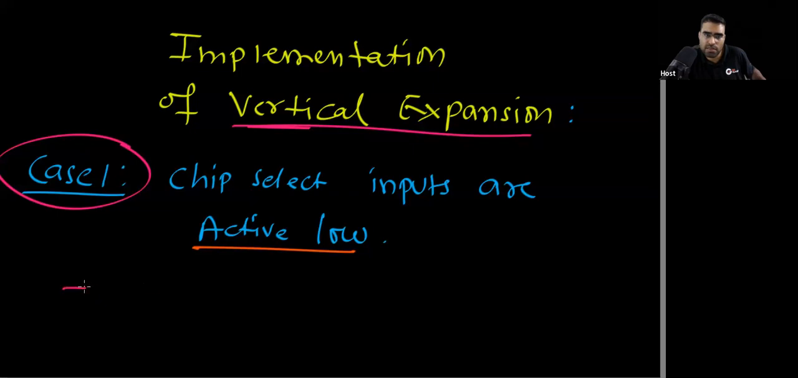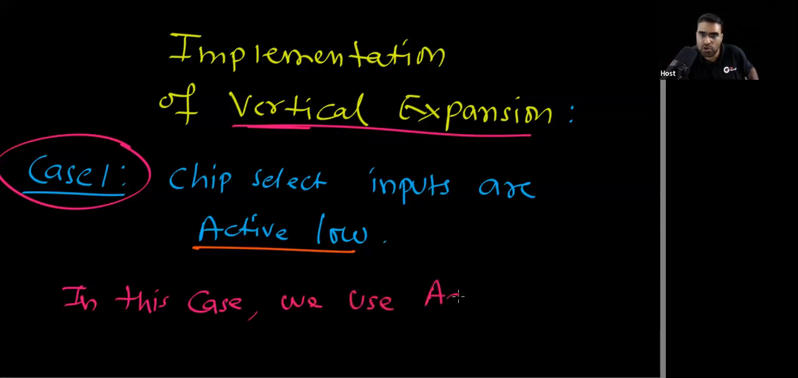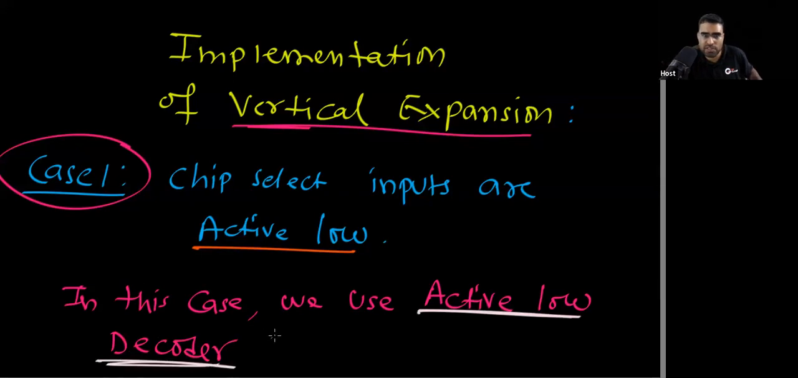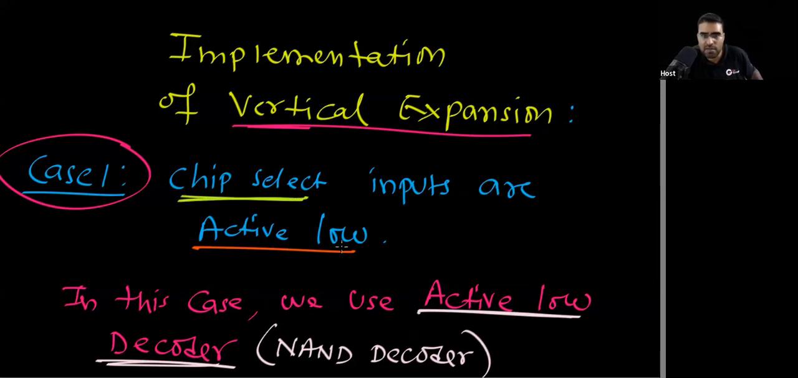So in this case, we use an active low decoder. This is also called a NAND decoder, right? This we have seen in digital logic. This is called a NAND decoder, or you can say an active low decoder. So when the chip select inputs are active low, then we will use an active low decoder.